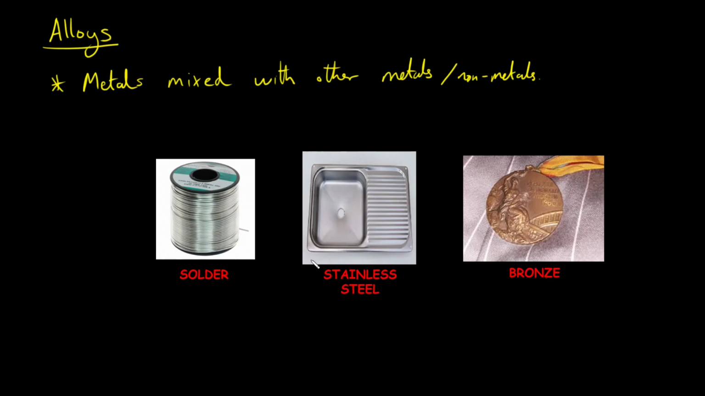Same with the case of stainless steel. Stainless steel, we're taking a metal like iron, which is a very strong, robust metal. However, it rusts very easily. So if we mix that with another metal that doesn't rust as easily, then we can take the best of both worlds from those two different metals, and we can get a stainless steel which is both strong and doesn't react with the oxygen or water in the air and doesn't rust.